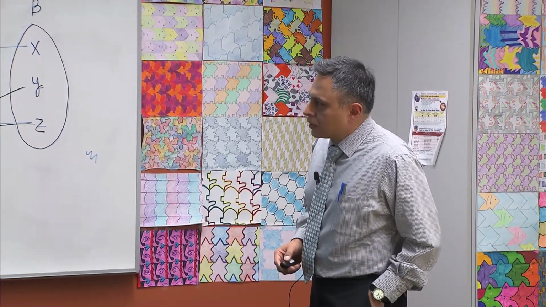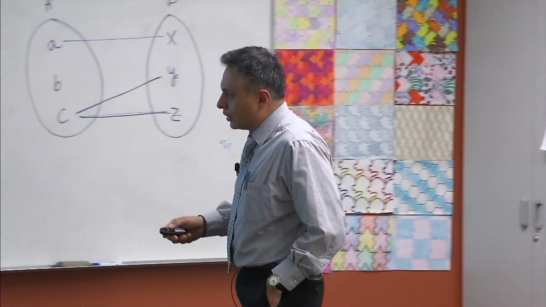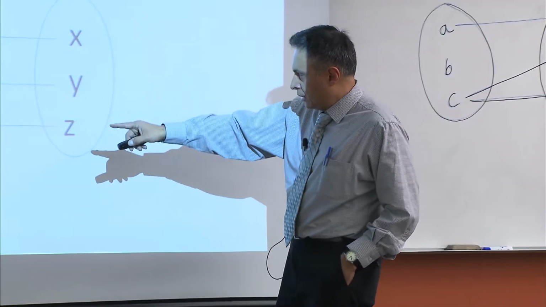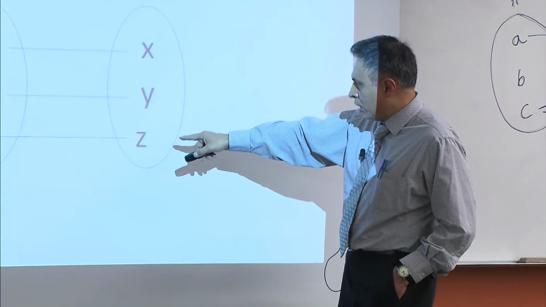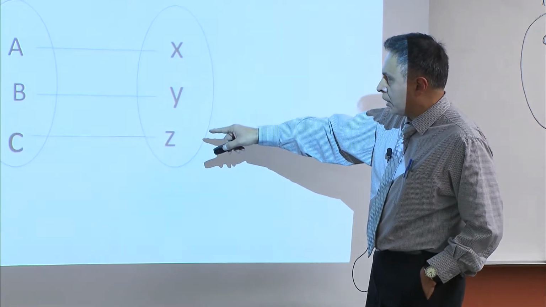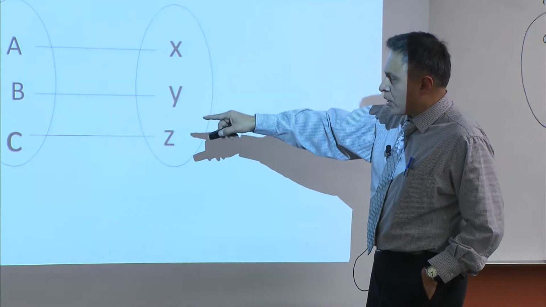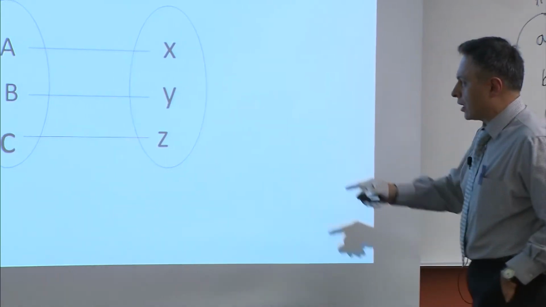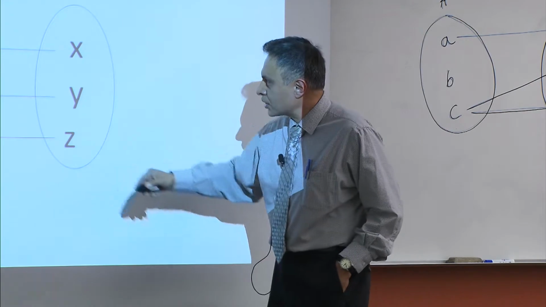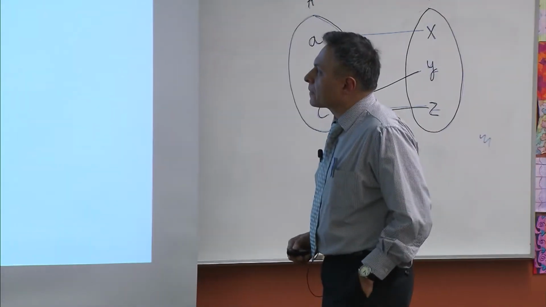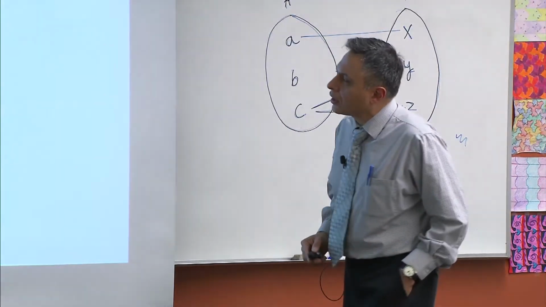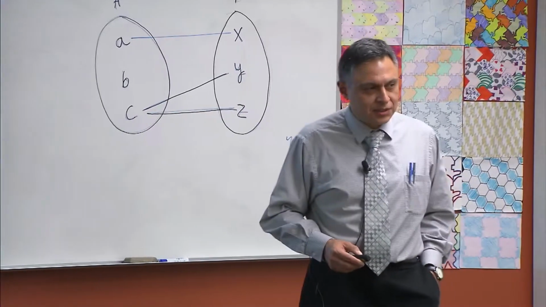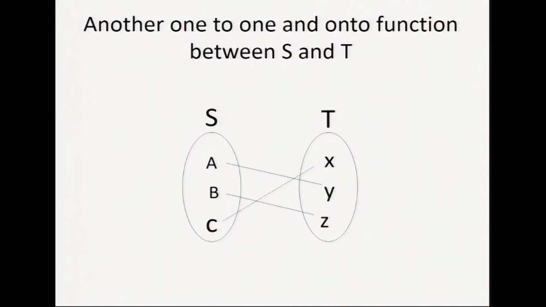A set in which, again, for every element in the domain, there's one element in the codomain, and the other way around is true. For every element here, there's only a single one on the left that maps into those elements. This is another example. Same sets, same elements, a different example, a different function that is one-to-one and onto.